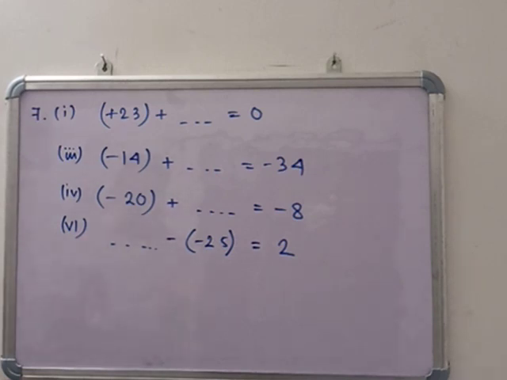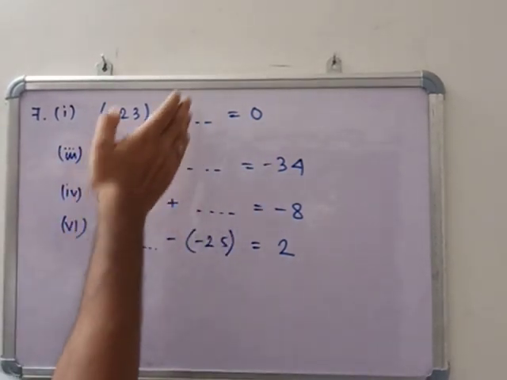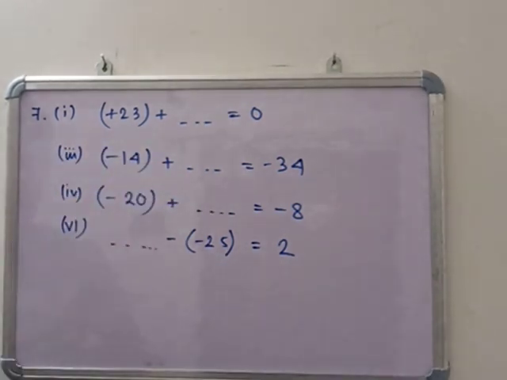Some fill in the blanks are given, so you have to fill them in now. Plus 23 plus this equals 0. One dash is given on the left side and the answer is written on the right side.